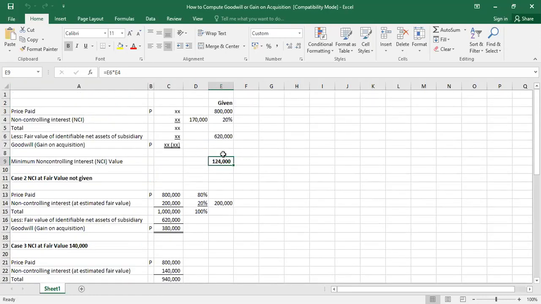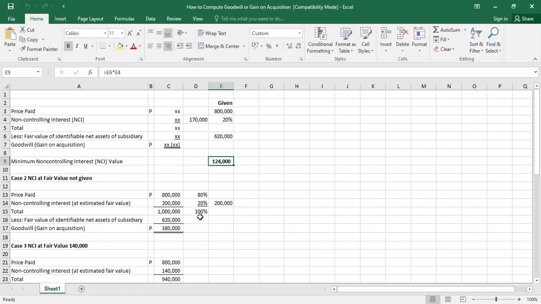All right, so for case one, that was already discussed in part one, in which that was really straightforward with a given NCI at fair value, and because that exceeds 124,000, we easily computed the goodwill at a certain amount or value. Next, for case two, the NCI at fair value is not given. So as said, if it's not given, then we are going to approximate or estimate the fair value under IFRS 13 fair value measurement. So that's level two. Similar prices in similar markets.